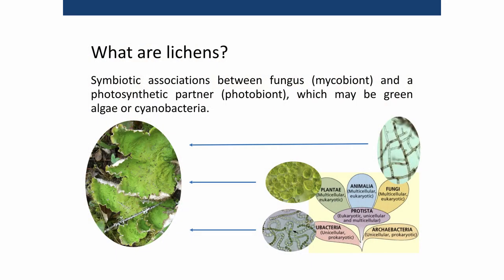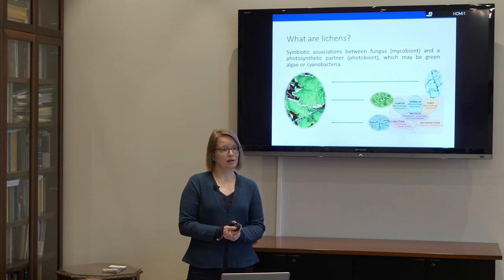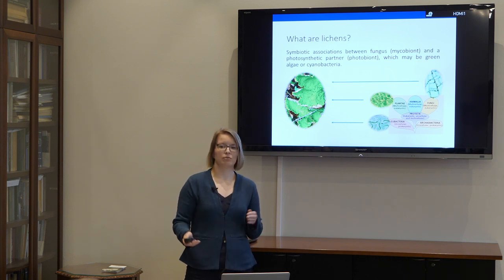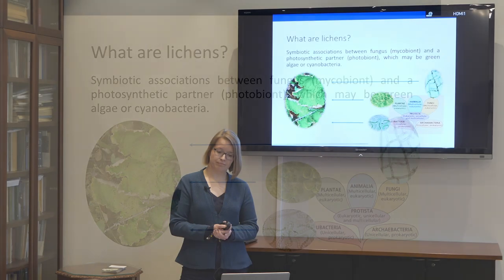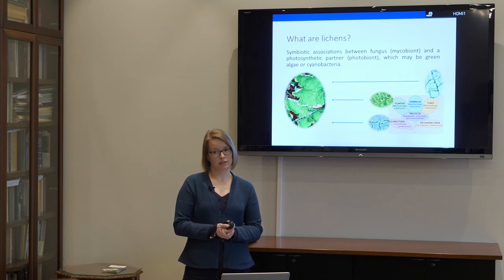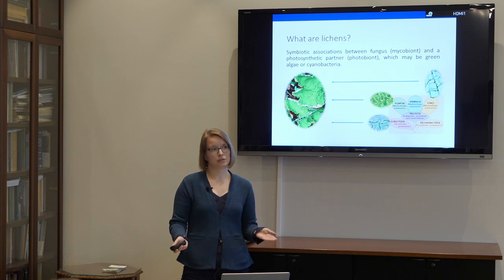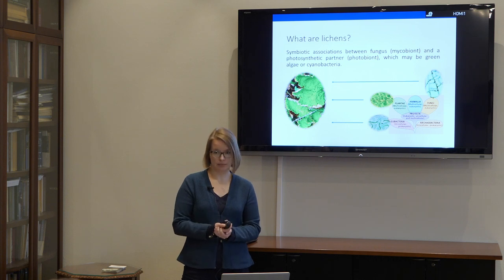And what are they actually? Well, they have something to do with symbiosis. They are actually not any specific organism, but they are the symbiotic association, or a result of that, between a fungus, which we call mycobiont, and a photosynthetic partner, which we call photobiont. This photobiont, the photosynthesizing partner, can be a green algae or a cyanobacteria. So lichen always includes participants from very different types of organisms.